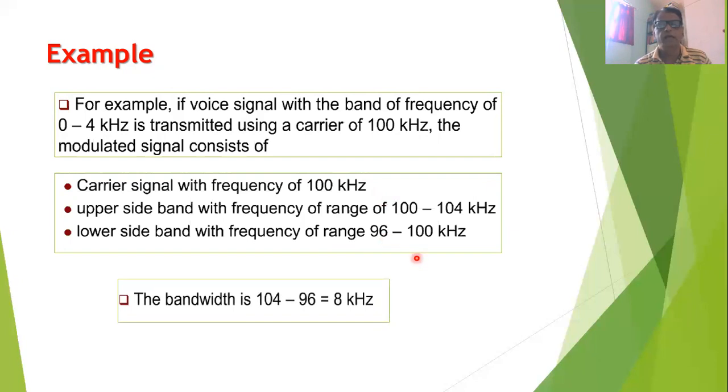And therefore, we can compute the bandwidth in such a case by taking the subtraction of the highest frequency and lowest frequency. The highest frequency in this case is 104 kilohertz, and the lowest frequency is 96 kilohertz. And therefore, the bandwidth is 104 minus 96, which is equal to 8 kilohertz.